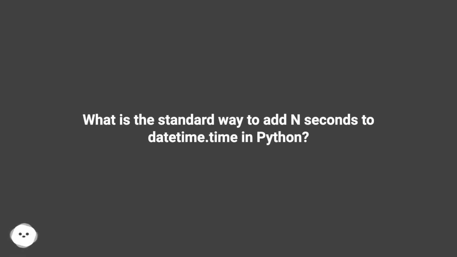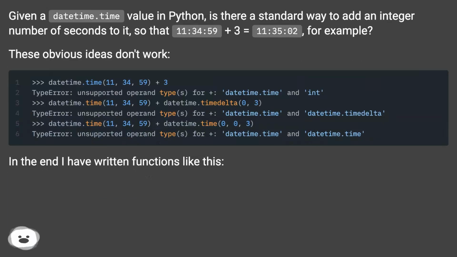What is the standard way to add n seconds to datetime.time in Python? Given a datetime.time value in Python, is there a standard way to add an integer number of seconds to it, so that 11:34:59 plus 3 equals 11:35:02, for example? These obvious ideas don't work.